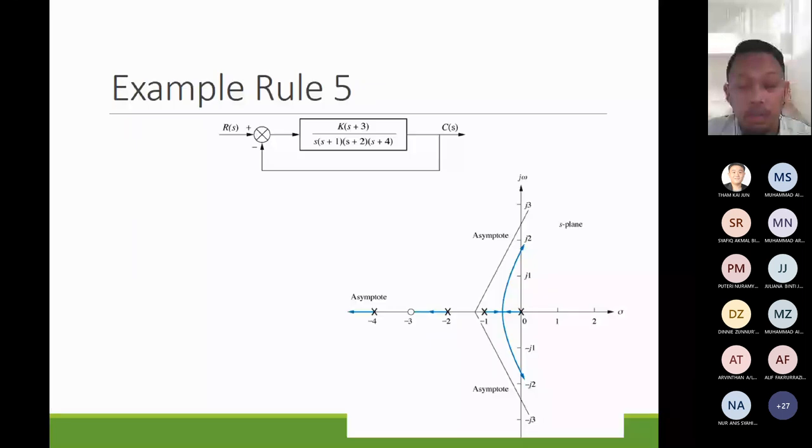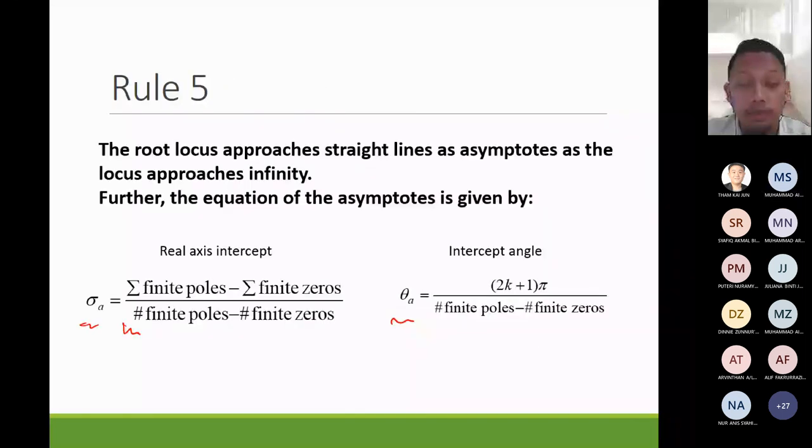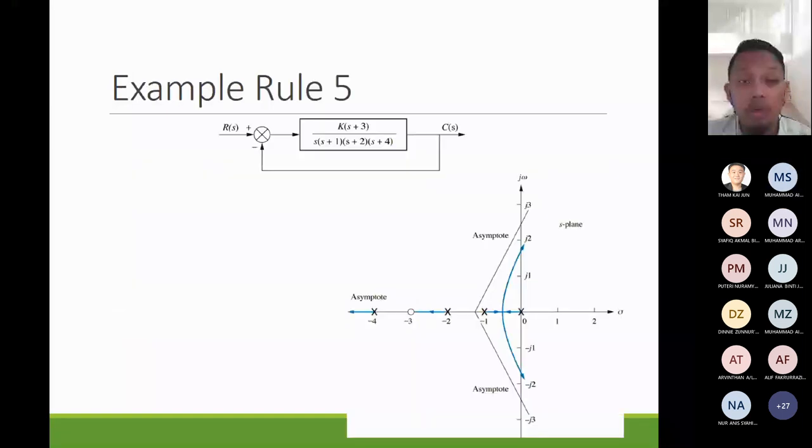Okay, let's look at an example of how to use this and what the asymptote really means. How we can sketch the asymptote, and then how this asymptote can help you to sketch the root locus. So let's say you are given this system, and you want to sketch the root locus of this system. The transfer function is K times (s plus 3) divided by s times (s plus 1) times (s plus 2) times (s plus 4). Firstly, before you do anything, you need to find the poles and zeros.